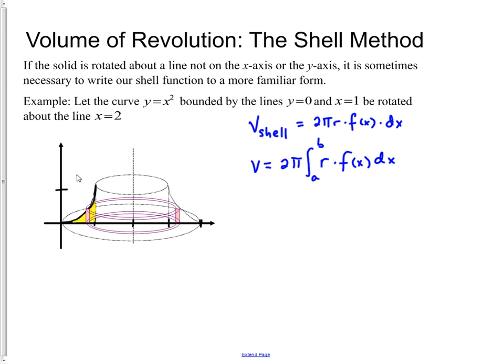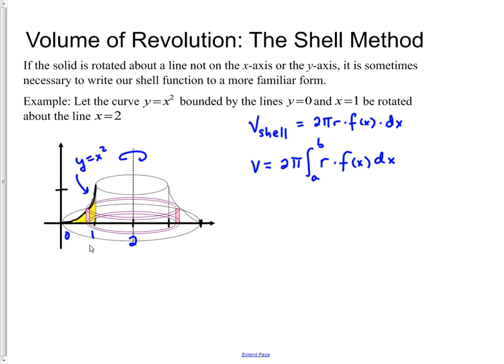Well, here's our curve, y equals x squared, bounded on the interval from 0 to 1, y equals 0 and the line x equals 1. So what we're going to do is rotate this about this line at x equals 2. And we want to figure out what volume we're going to get by doing that.